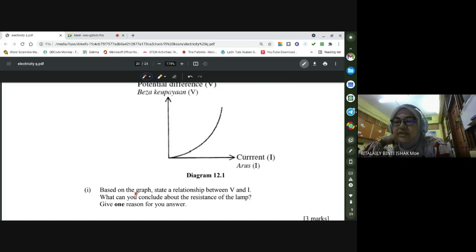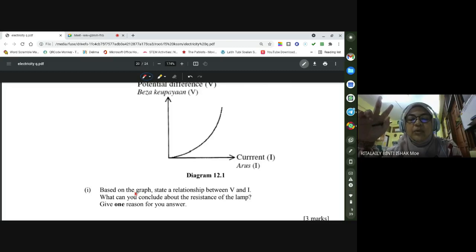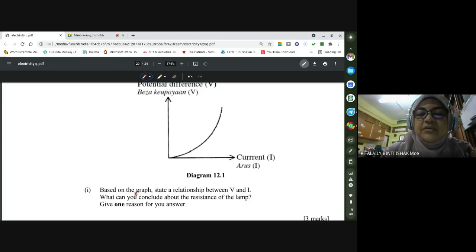This is a voltage against current graph. So for the second one, what can we conclude about the resistance of the lamp? We should base on the gradient. So referring to the gradient of the graph, what can you say about the resistance?